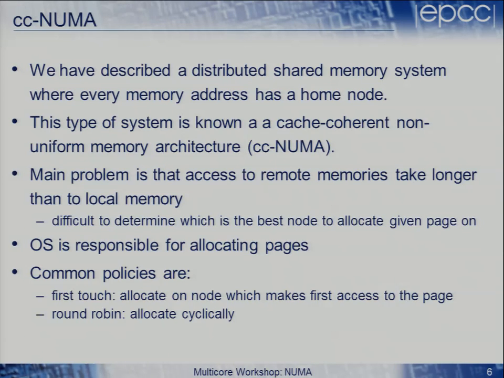So these systems are called CC-NUMA systems, cache coherent non-uniform memory access systems, and the classic example used to be something like an SGI Origin 2000 or an SGI Altix. As I said, the main problem is that access to remote memories takes longer than to local memory. And so the question is, when you allocate something, where do you put it?